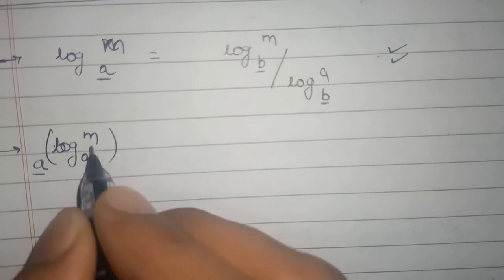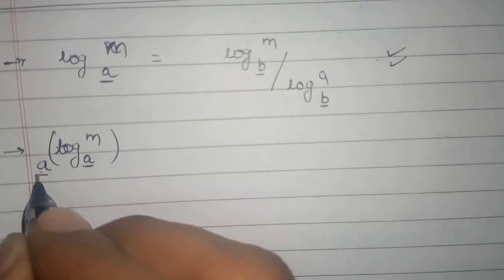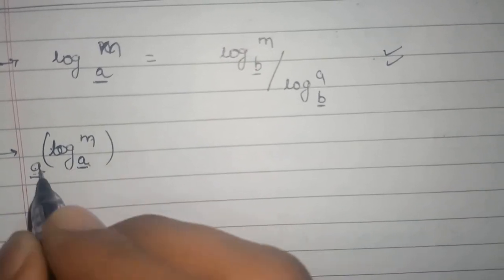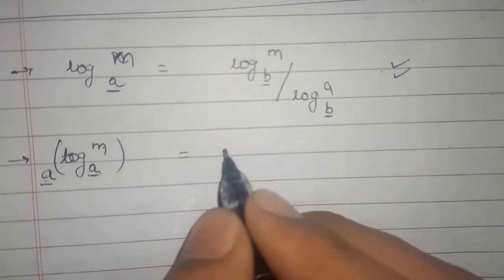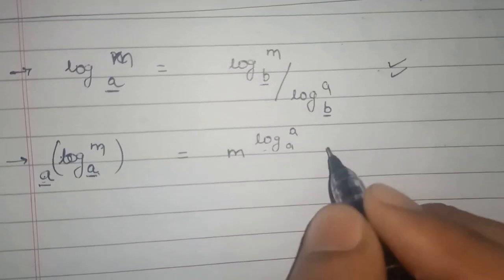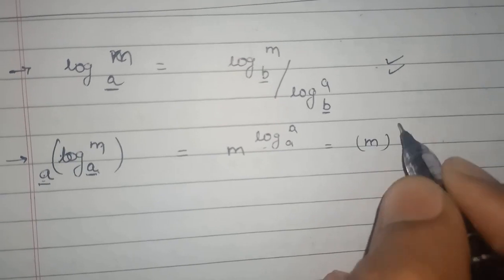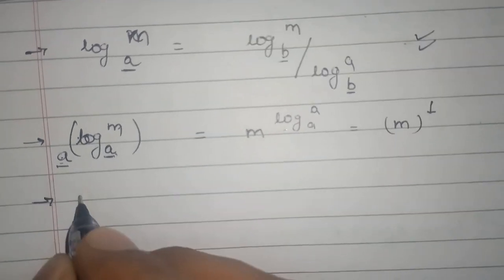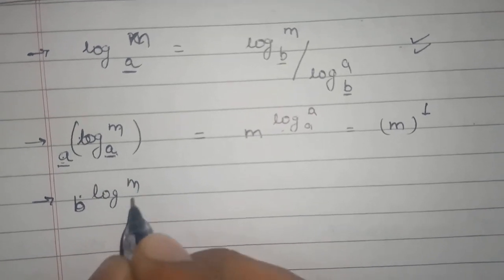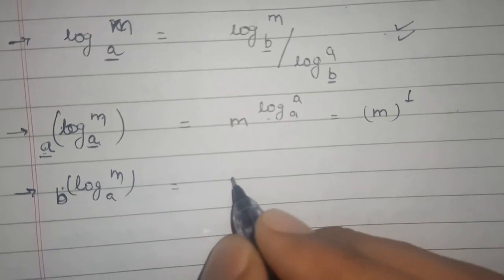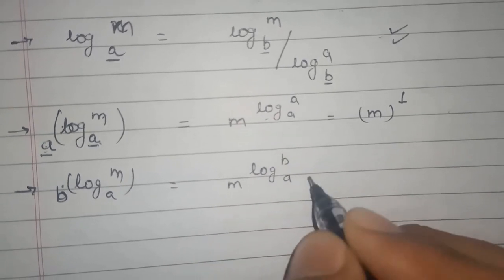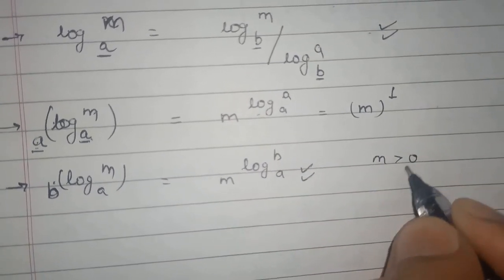Next is a to the power log m base a. If the bases are the same, then we can change the place of m and a. We get m to the power log a base a, and log a base a is 1, so m to the power 1. This can also be written as b to the power log m base a, and we can interchange b and m to get m to the power log b base a. There must be m greater than 0 and b also greater than 0.